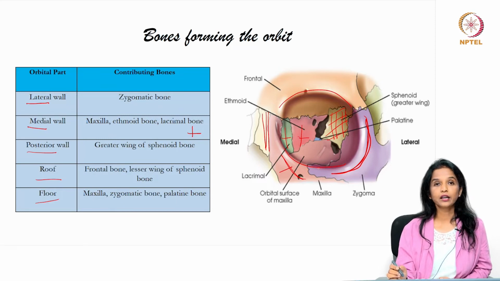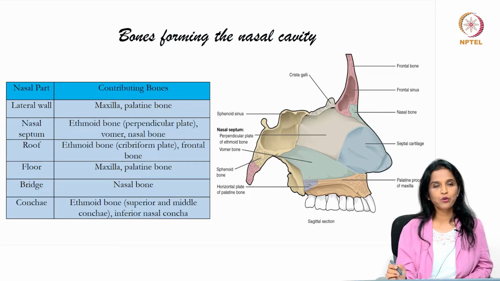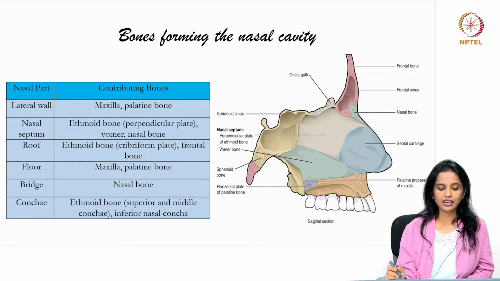So, it is actually divided into 5 zones. The first one is your lateral part, your medial part, and then we have the posterior part, the roof and the floor. And now we move on to bones forming the nasal cavity.